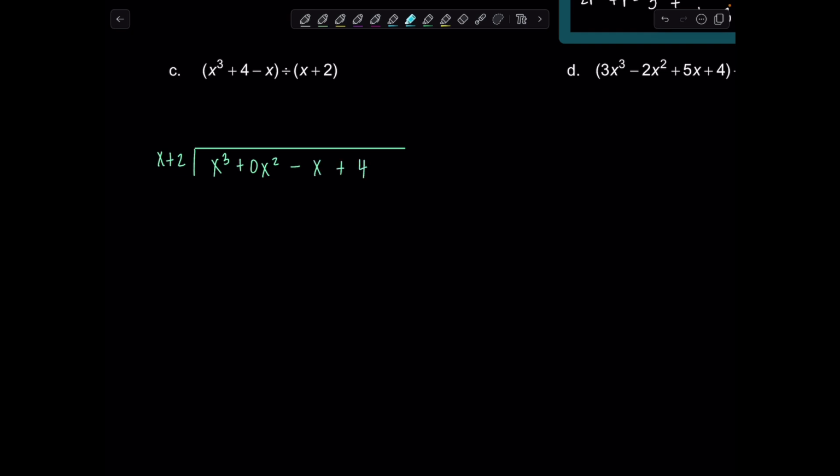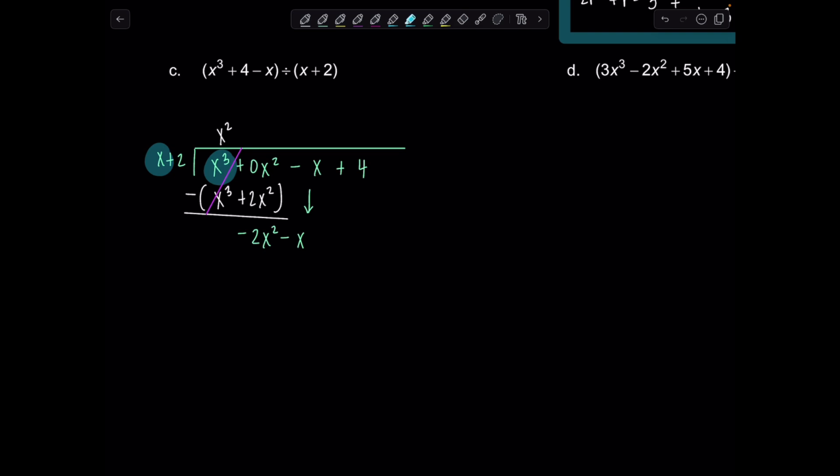All right, step 1, divide. So divide x into x cubed. That's x squared. Step 2, multiply. So distribute that through. That's going to be x cubed plus 2x squared. Step 3, we subtract. So x cubed minus x cubed, yep, that cancels. 0x squared minus 2x squared is negative 2x squared. And then step 4, bring down. So I'm bringing down negative x.